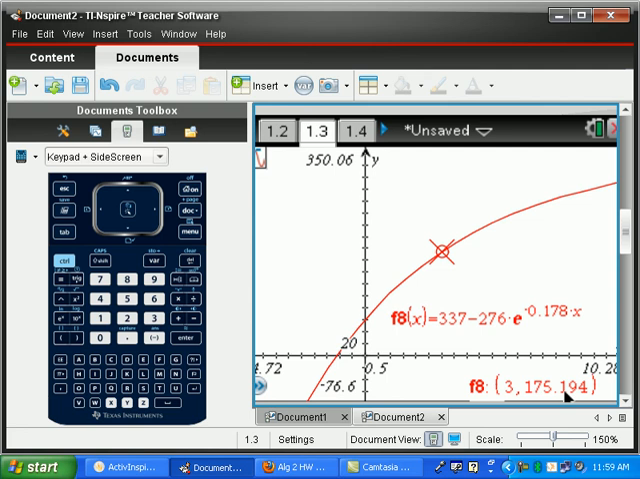Now again, this takes a little bit of time to adjust the window settings. I would urge my students to spend some time working on their calculators, figuring out how to get this so it looks nice. Okay. All right, so this concludes Section 7.3, the introduction of the number e.